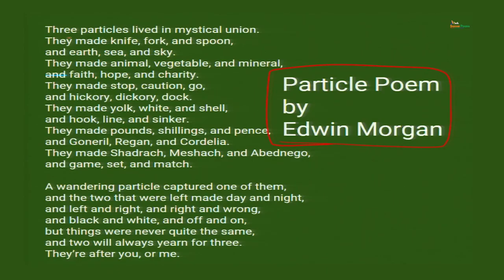Particle poem. Three particles lived in mystical union. They made knife, fork and spoon, and earth, sea and sky. They made animal, vegetable and mineral, and faith, hope and charity. They made stop, caution, go, and hickory dickory dock. They made yoke, white and shell, and hook, line and sinker. They made pounds, shillings and pence, and Goneril, Regan and Cordelia. They made Shadrach, Meshach and Abednego, and game, set and match.